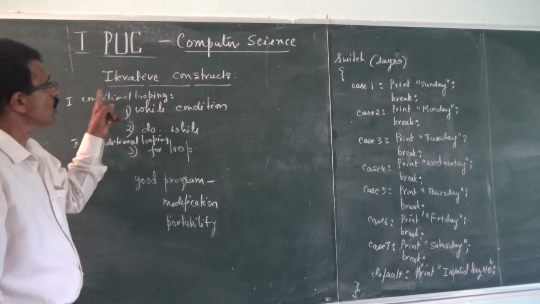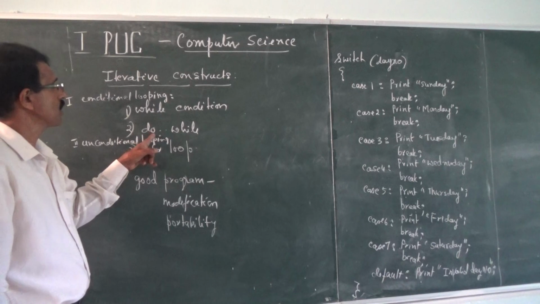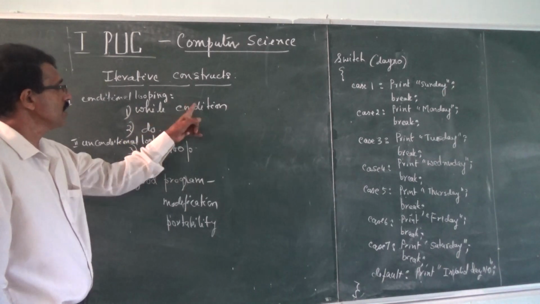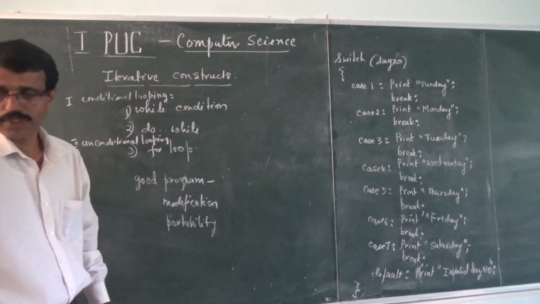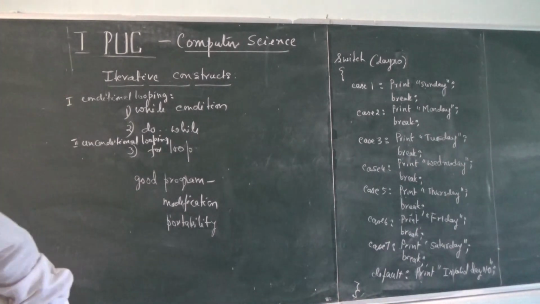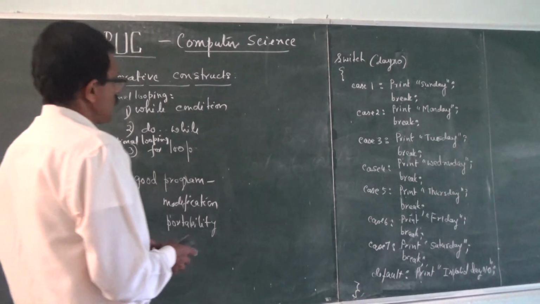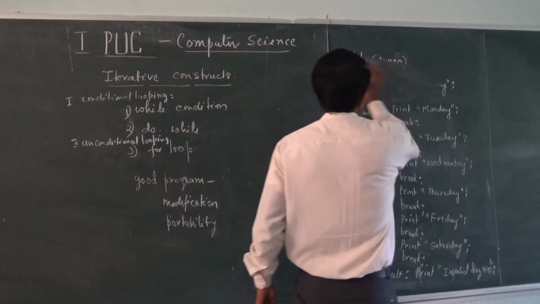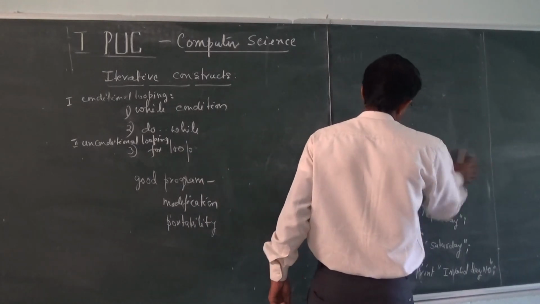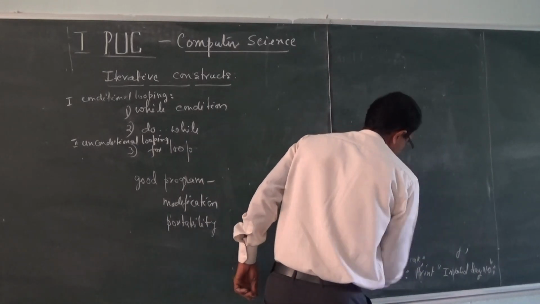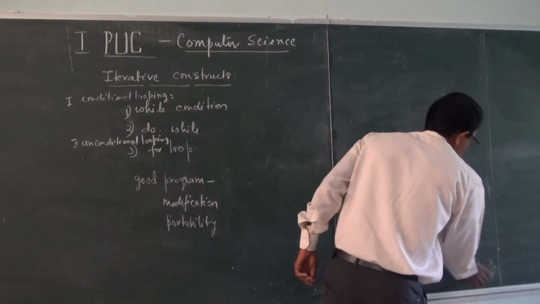In conditional looping there are two types available: the while condition and the do while condition. While and do while are the two types of looping constructs available. For the illustration of the first one as well as the second one, I can give some examples.